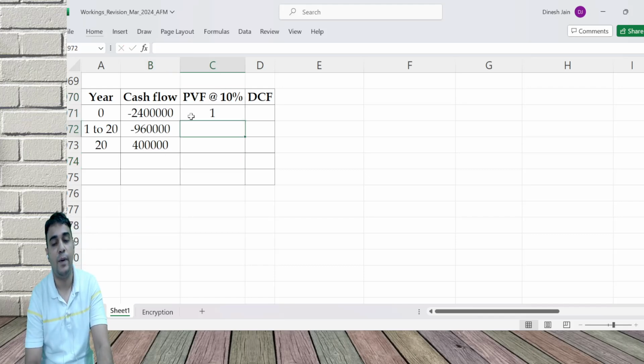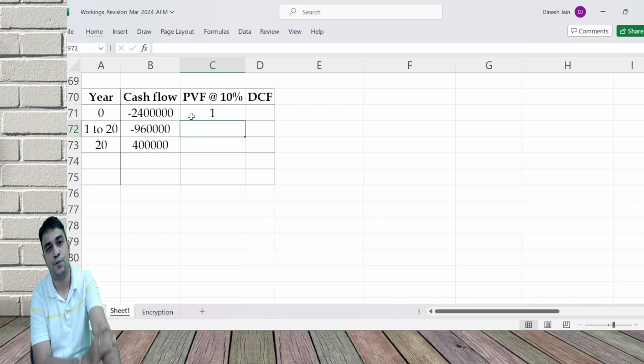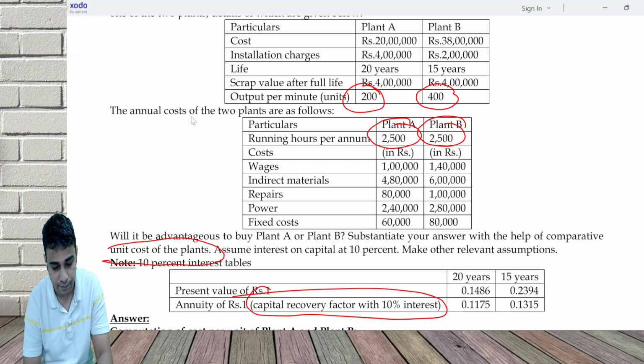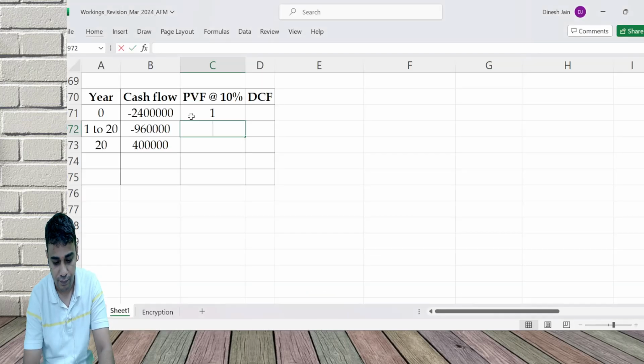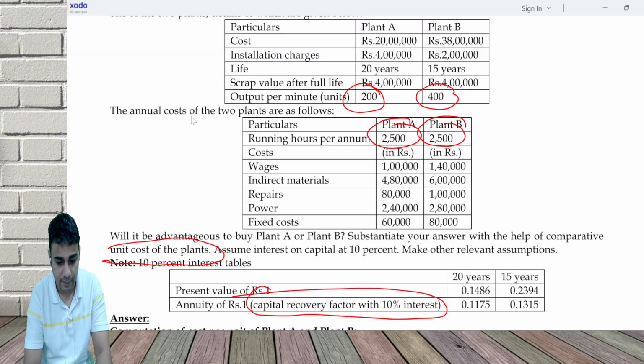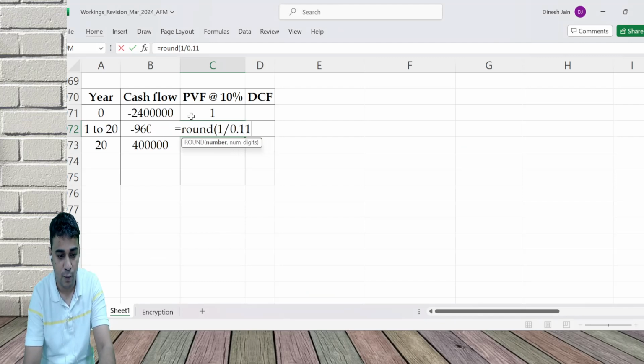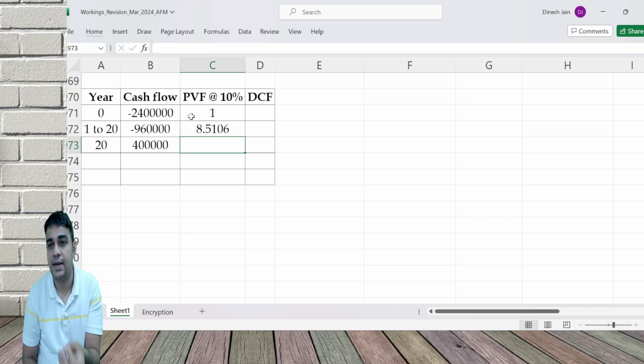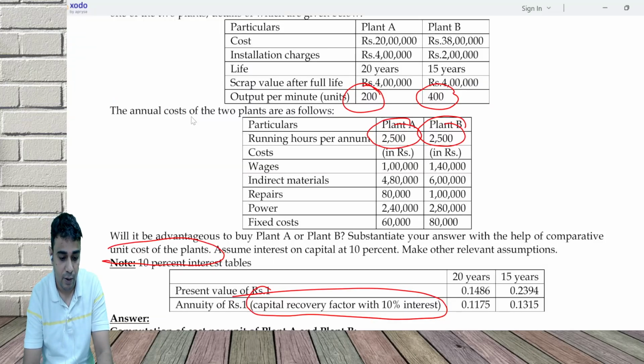Tell me the 1 to 20 years annuity factor to 4 decimals. They have used 4 decimals in the solution. 1 divided by 0.1175. If you did not understand the capital recovery factor, you would do this calculation separately. I've just taken the inverse. What is the 20th year normal factor?